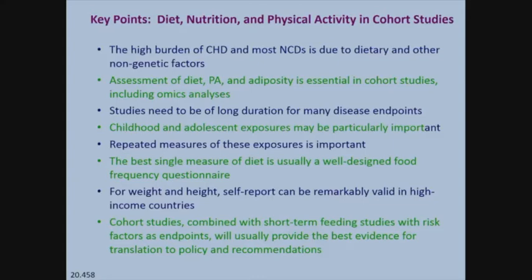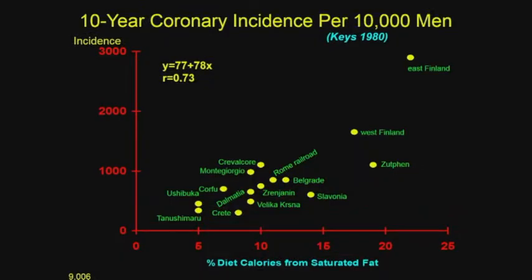And for weight and height, self-report can be remarkably valid, at least in high-income countries. That may not be universally true. And finally, cohort studies combined with short-term feeding studies with risk factors as endpoints will usually provide the best evidence available for translation to policy and recommendations. So I'll try to explain those conclusions as I go along.